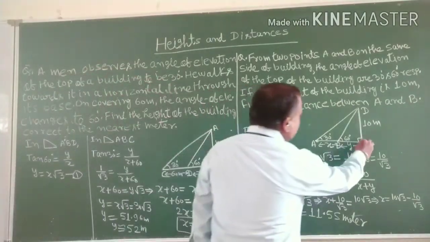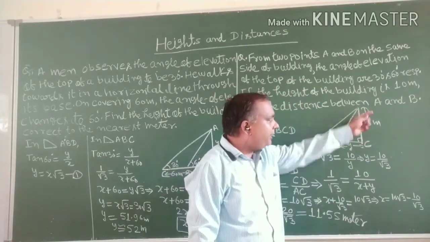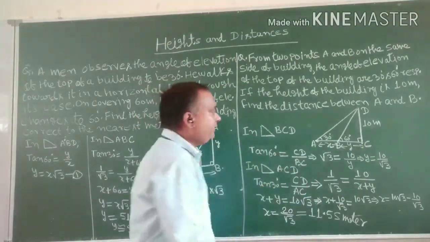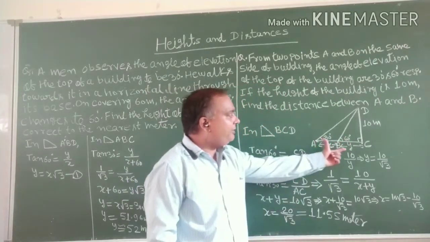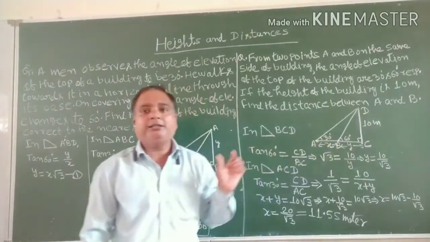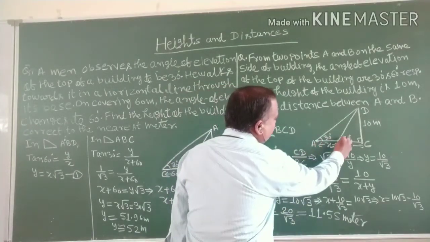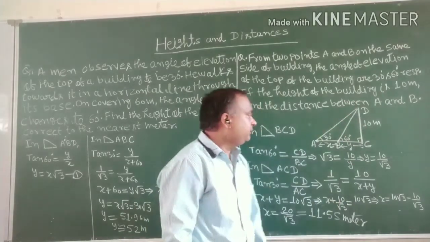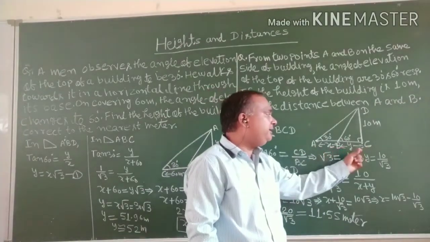So let CD be the building, D is the top and C is the foot of the building. Now there are 2 points on the same side of the building. So let the points be A and B, and the angles of elevation to the top of the building with respect to these 2 points are 30 degree and 60 degree. So we may write this angle is 30 degree and this angle is 60 degree. The height of the building is given 10 meter. So let the distance AB be X and the distance BC be Y.